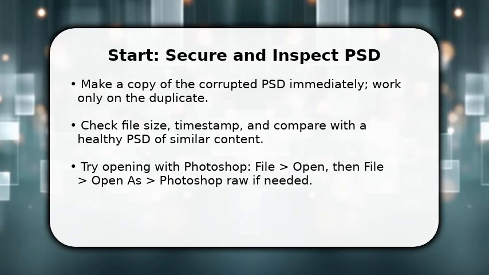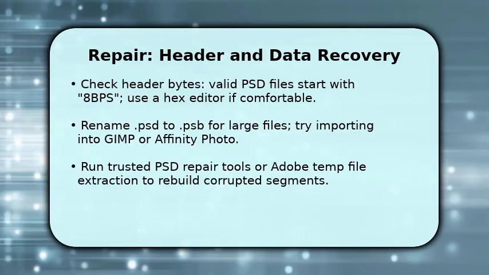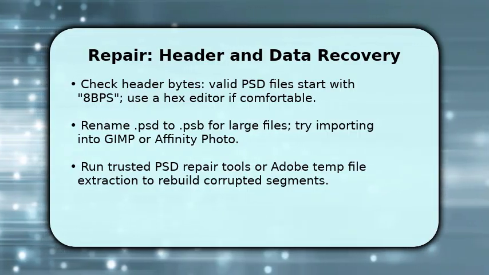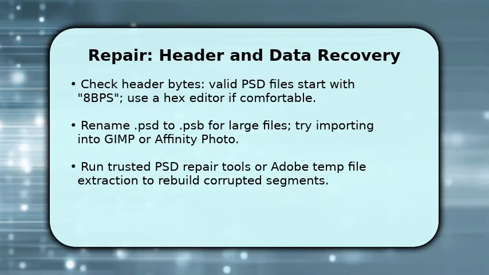Once you have the duplicate, target the file structure. The header often gets corrupted, so open the copy in a hex editor and look for the 8BPS signature. If absent, you can graft a correct header from a healthy PSD.